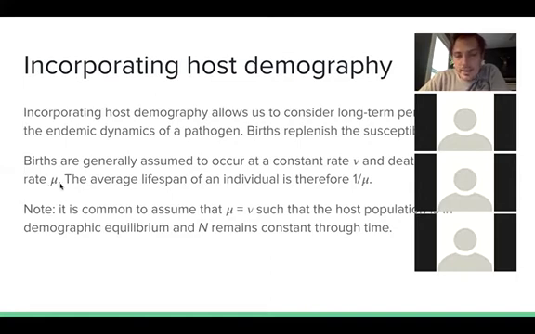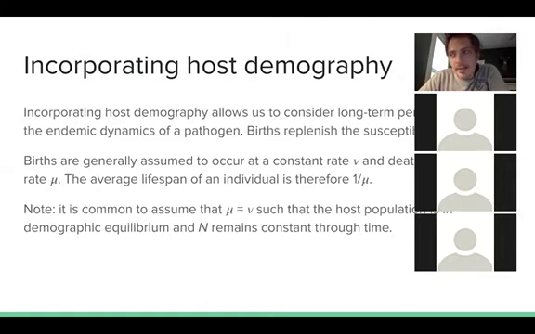And so that means that the average lifetime of an individual will be equal to 1 over mu. So if the death rate is equal to, say, 1 over 70 years, then the lifespan of an individual will be 70 years. It's common to assume that the birth rate is equal to the death rate in the host population, just so we're at demographic equilibrium. In other words, so that the total host population size doesn't change through time.